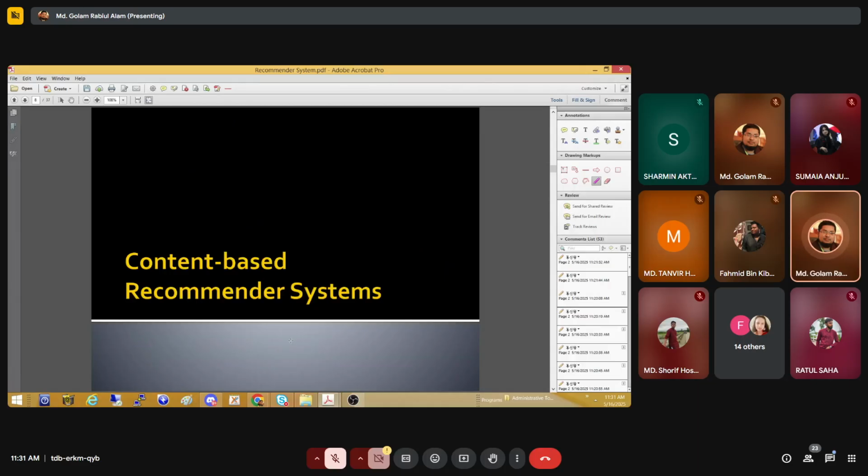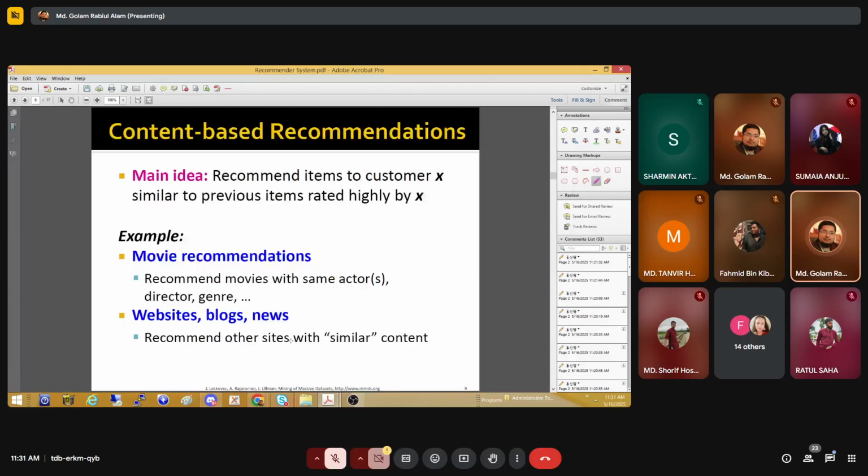Then, what is content-based recommender systems? Content-based means based on the content similarity, based on the content features. You want to recommend some other contents to a specific user, a specific customer. So that's the content-based recommendation. The main idea is to recommend items to a customer X similar to the previous items rated highly by X.